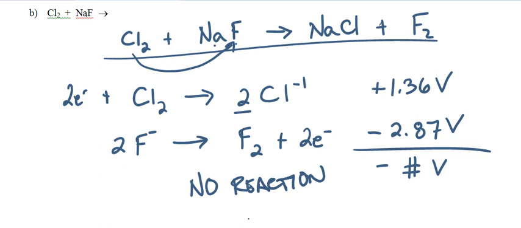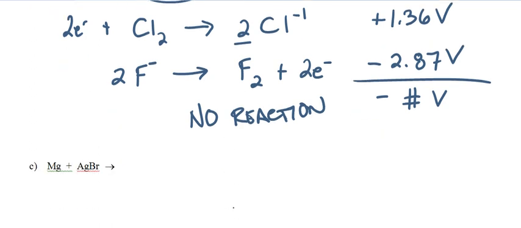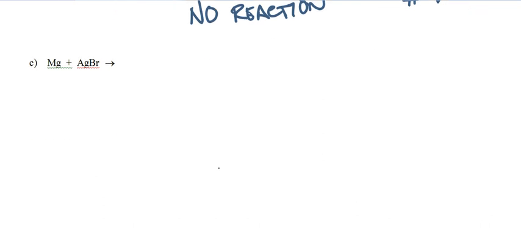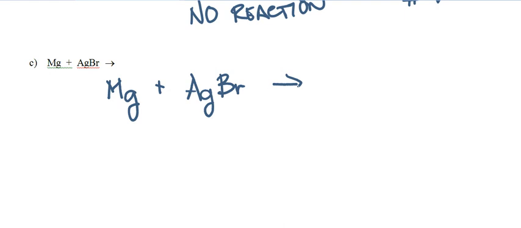All right. Again, positive voltage means that it will be spontaneous. A negative voltage means that we have a positive delta G, which is not good. All right. Part C, magnesium reacting with silver bromide. So we have magnesium, no charge, silver bromide. And again, what's going to try to happen is the magnesium is going to try to replace who? The silver or the bromine?